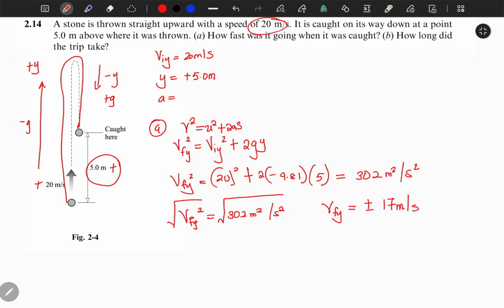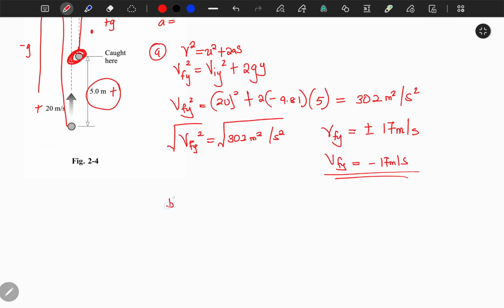Now, which one is the answer? Is it the positive one or the negative one? Listen properly. This stone, in this part here, is coming down. We're talking about it just before it was caught. Was it moving up or down here? It was moving down. Since the stone was moving down, it is going in the negative direction, so at that final instant you get a negative velocity. Our final velocity is negative 17 meters per second, meaning it was going in the opposite direction, going back to where it came from.